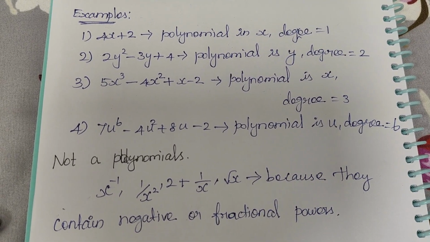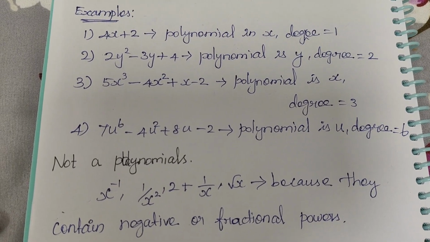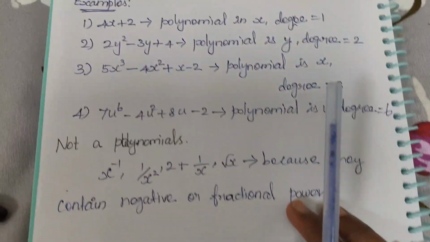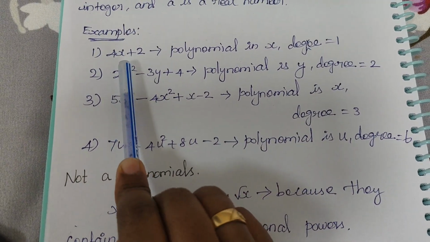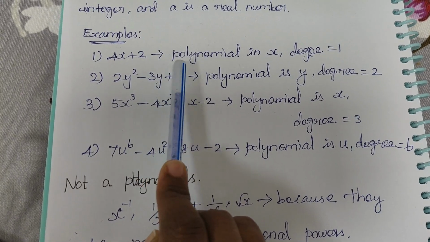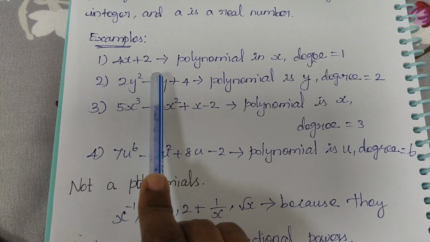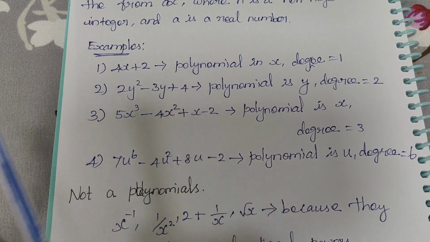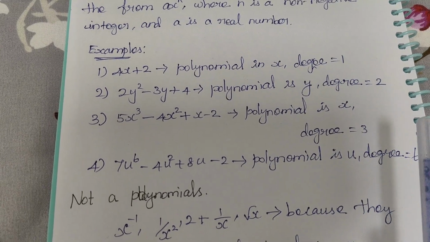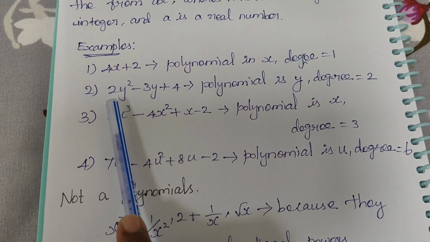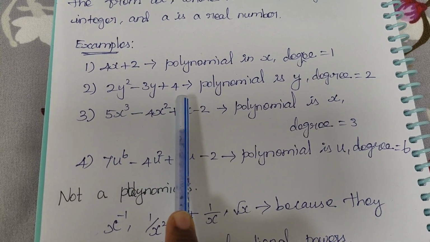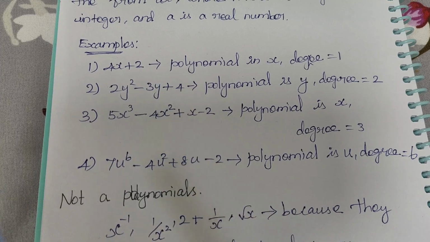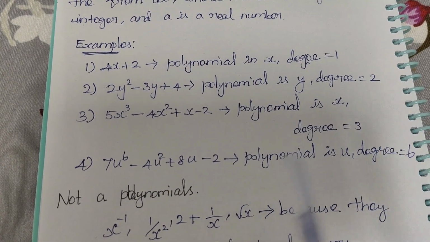Alright, let's look at some examples of polynomials and how to find their degree. Okay, see the first example, 4x plus 2. This is a polynomial because x has a whole number power, 1 here. So its degree is 1. The second example is 2y squared minus 3y plus 4. Is it a polynomial? Yes, all powers are whole numbers. So its degree is 2.